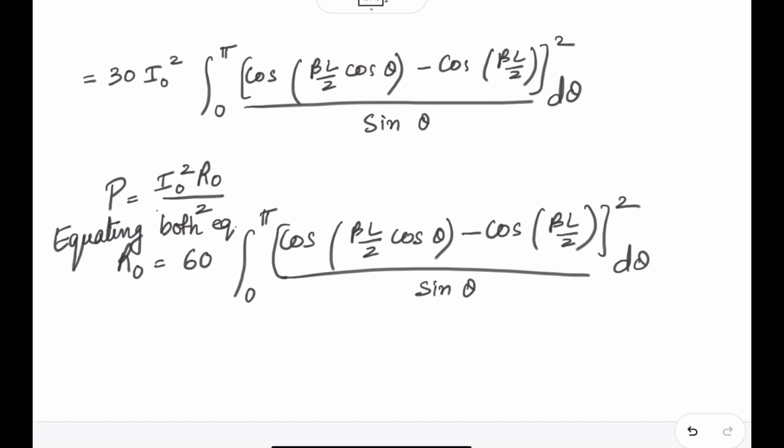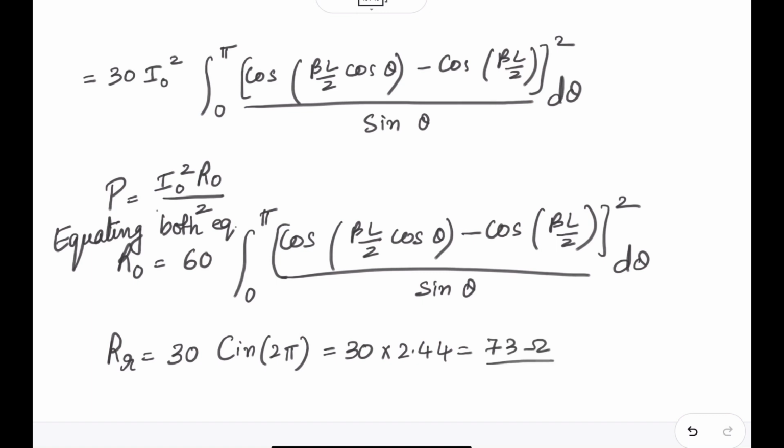So here R naught is the radiation resistance into sine of 2 pi. So this will be equal to 30 into 2.44 equal to 73 ohms. So this is the final equation or the result of radiation resistance of a linear lambda by 2 antenna.